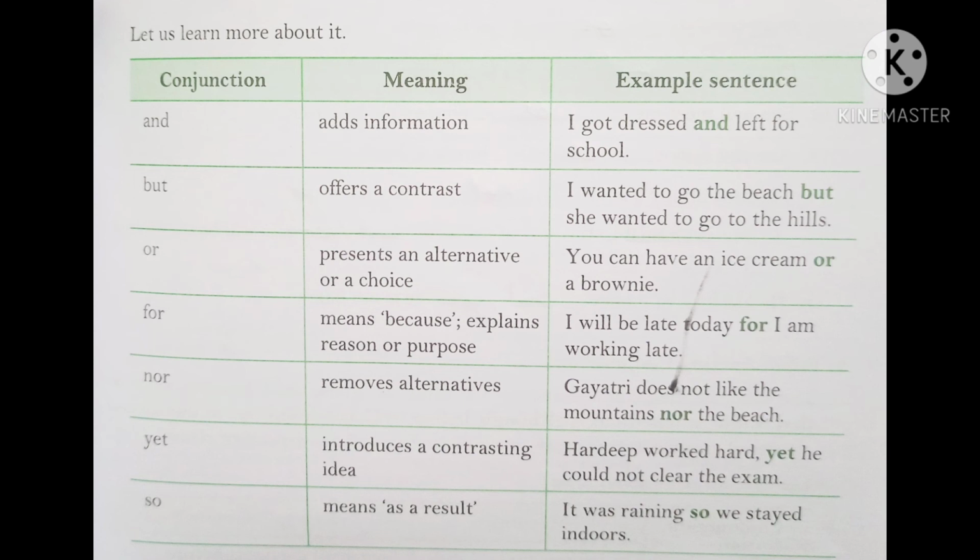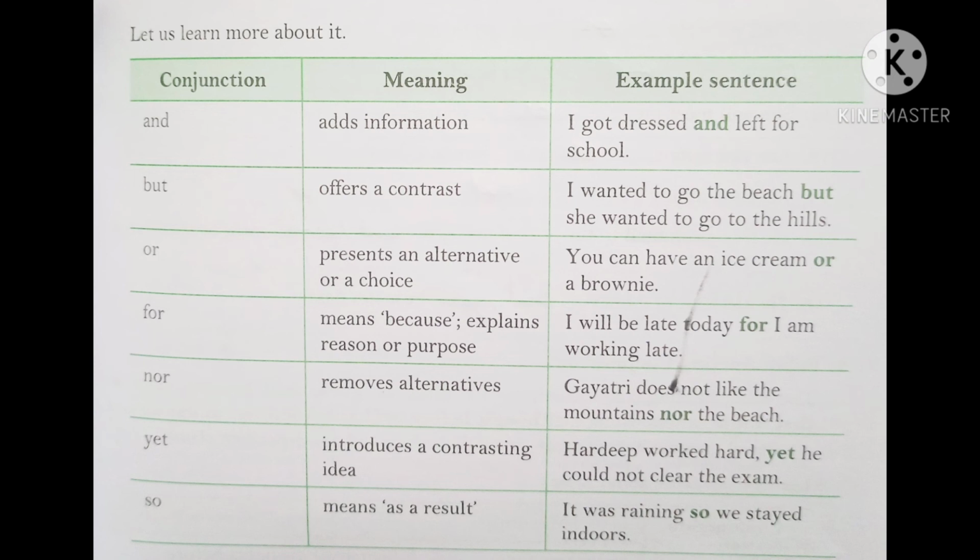Now or gives choices and nor removes choices. So nor removes choices or alternatives. Gayatri does not like the mountains nor the beach. Yet introduces a contrasting idea. Hardeep worked hard, yet he could not clear the exam. Two contrasting ideas. So is used to show a result. It was raining, so we stayed indoors. What was the reason we stayed indoors?